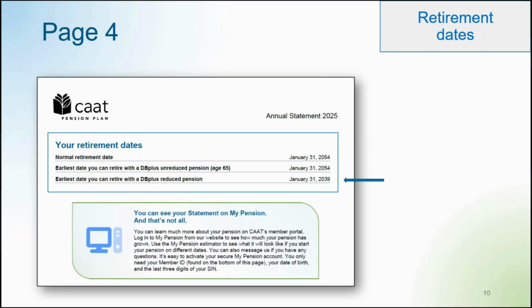You can see that we're also promoting the member portal on this page. We find that sometimes what's holding a member back from registering for My Pension is that they don't remember their member ID. And since the ID is on every page of the statement, it's easy for members to register when they have their statement in their hands. Then they'll have access to great features like the personalized pension estimator to aid in their retirement planning.